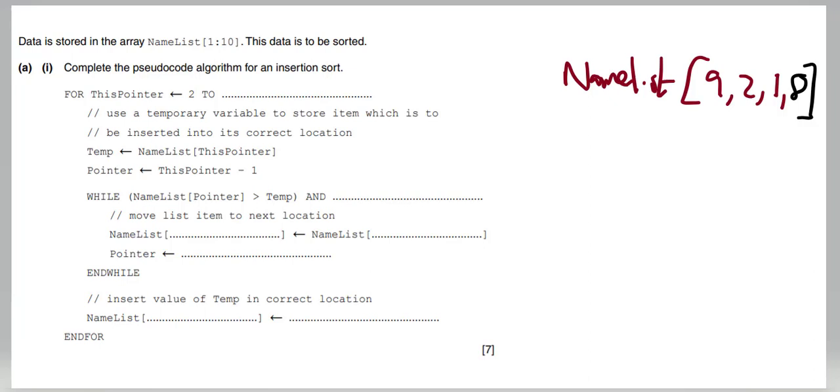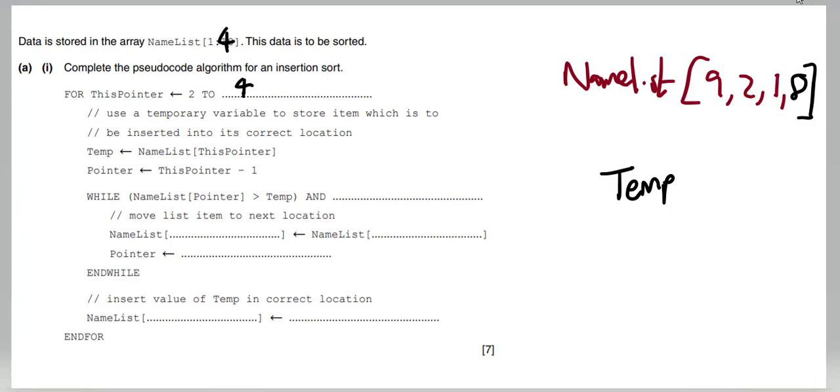Okay, so I've got an array called nameList. It's actually 1 to 4 rather than 1 to 10, so I'm just going to change the question. And we want to sort this out using insertion sort. So we want this to loop from 2 to 4. That's quite easy. We've then got a variable called temp.